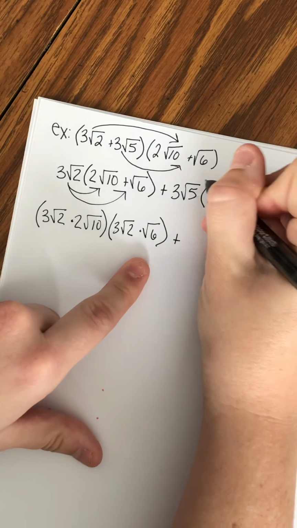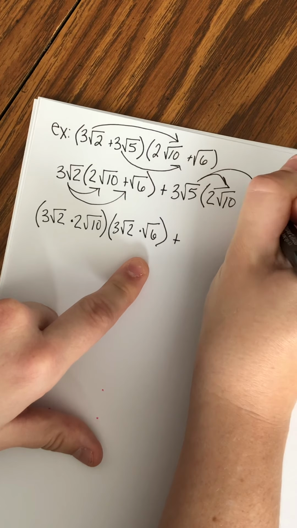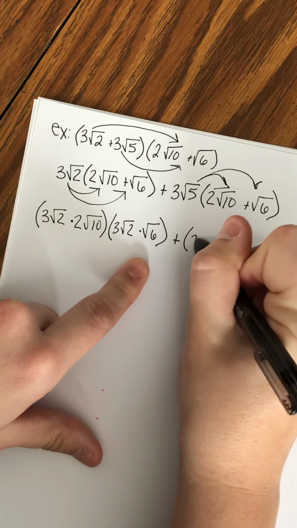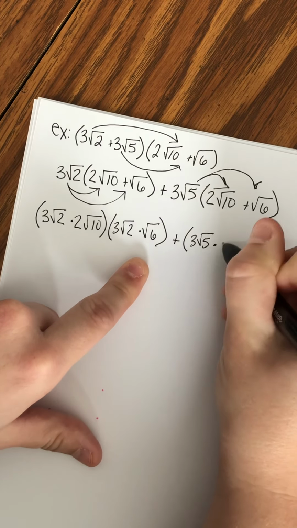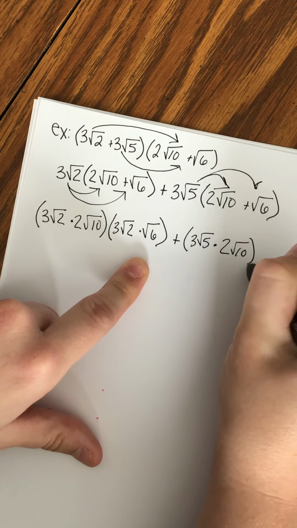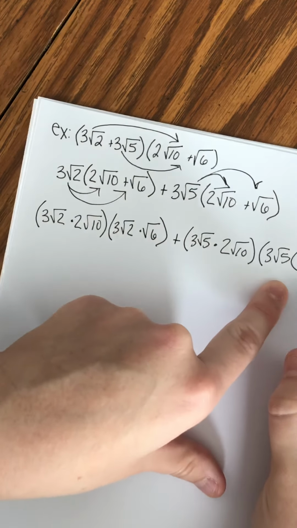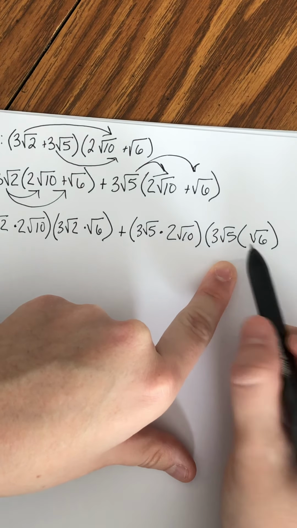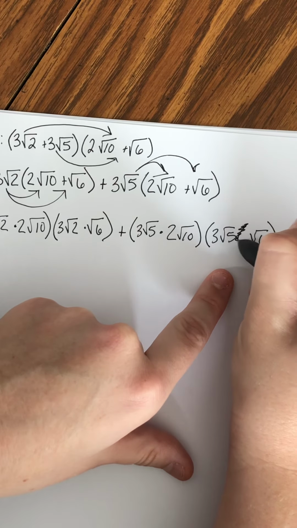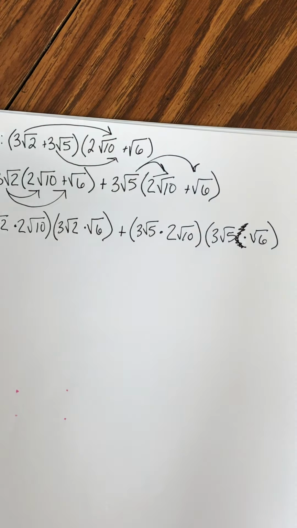Plus, we're gonna do the same thing over here. We have to distribute once again. So 3 square root of 5. I added an extra parenthesis there. I'm not sure why I did. That's not supposed to be there. Just pretend like it's not there.